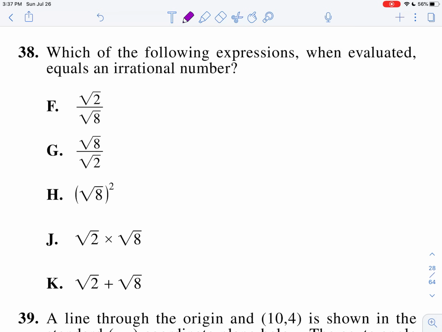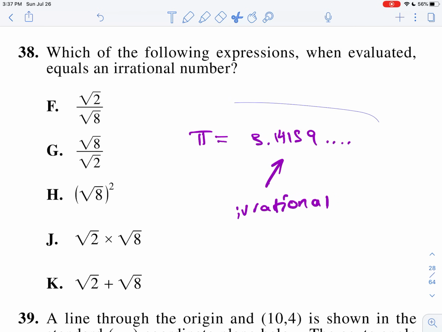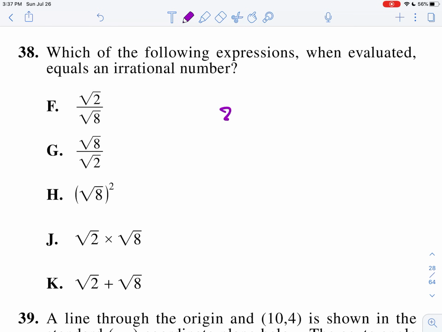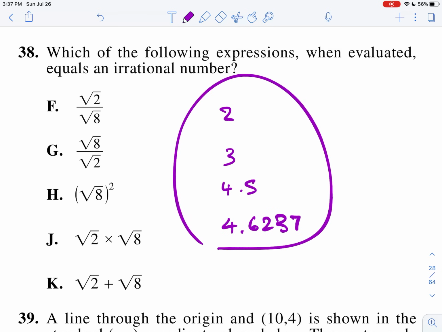All right, which of the following is an irrational number? If you don't know what an irrational number is, it's basically something that's a never-ending decimal. So pi, for example, 3.14159, I don't remember the rest. This is an irrational number. Why? Because you can never rationalize it. Like, you can't imagine all of it in your head. But a number like 2 or 3 or 4.5 or 4.6237, these are all rational. You can think of them in your head. Same with 4 over 5 or 5 over 4.